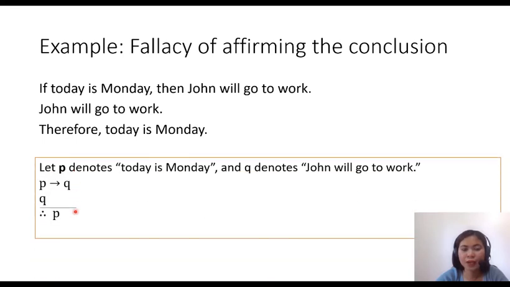So let's try to represent each of the premises using propositional variables. Let P denote today is Monday and Q denote John will go to work. And we came up with this form. So by just looking at that form, we can immediately conclude that this is the fallacy of affirming the conclusion, right? But let's understand why. Okay, let's go back to the given premises.